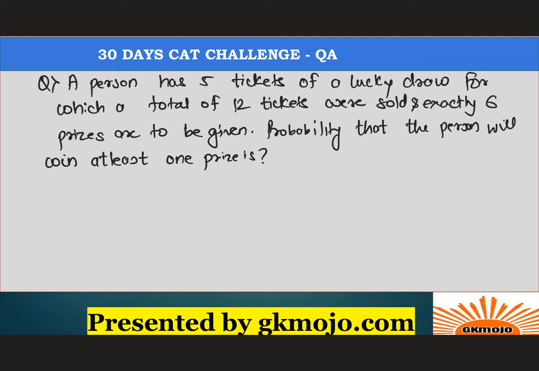Let's have a look at the next question. A person has 5 tickets of a lucky draw for which 12 tickets were sold, and exactly 6 prizes are to be given. The probability that the person will win at least one prize is? So total this person has 5 tickets, a total of 12 tickets were sold and the total number of prizes is 6. They are saying that the person will win at least, meaning minimum, one prize. A person doesn't win a prize if all 5 tickets that he picked are not prized.